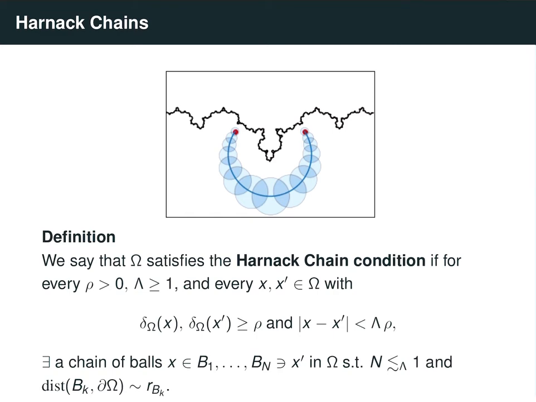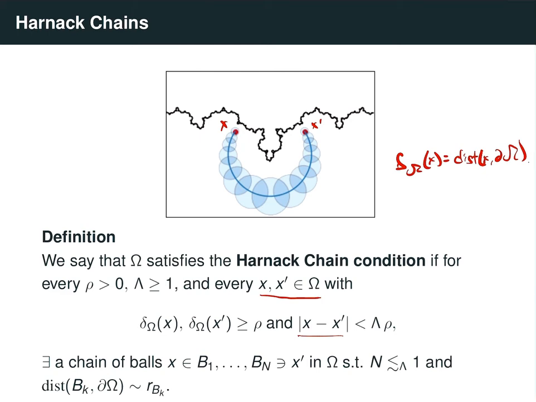The next property that we'll need is the Harnack chain condition. So the Harnack chain condition says the following. Suppose that we're given a pair of points x and x prime in omega. So let's say these are these points right here. And suppose that there exist constants rho and lambda so that the points satisfy the following inequalities. Recall this notation: delta of omega x is equal to the distance between x and the boundary. So suppose x and x prime satisfy for these constants the following inequalities: that the distances between x and x prime to the boundary are at least rho, and furthermore that the distance between x and x prime is less than lambda times rho.